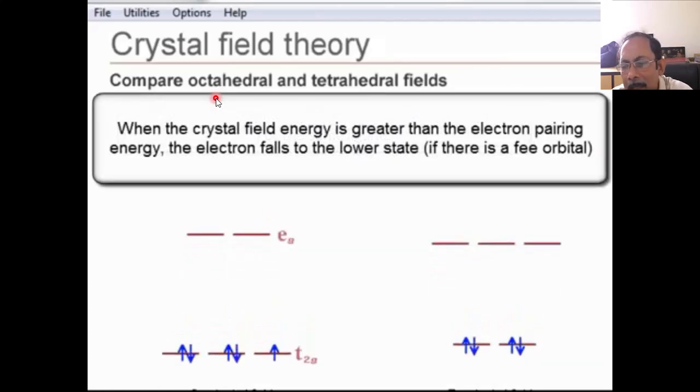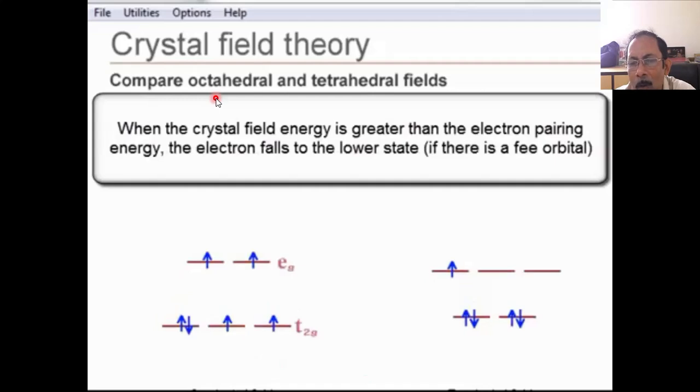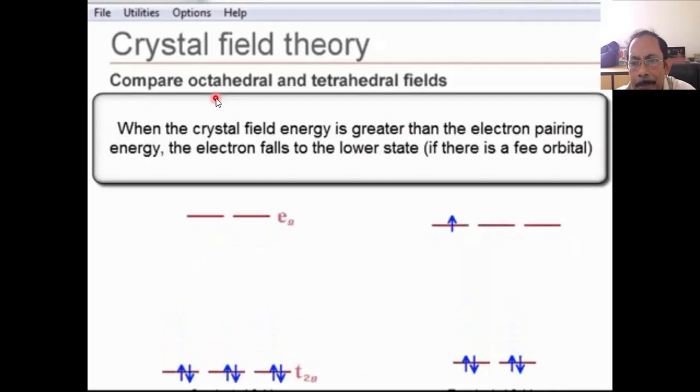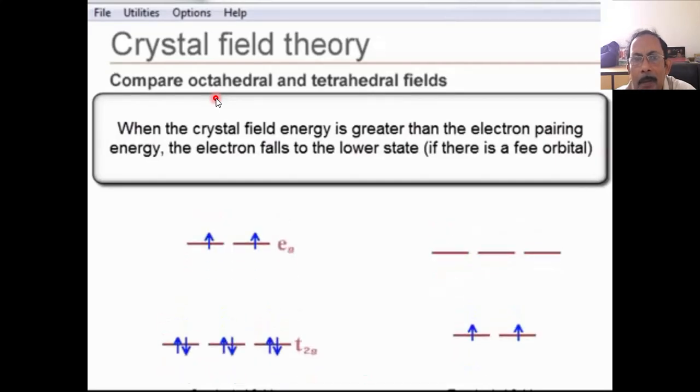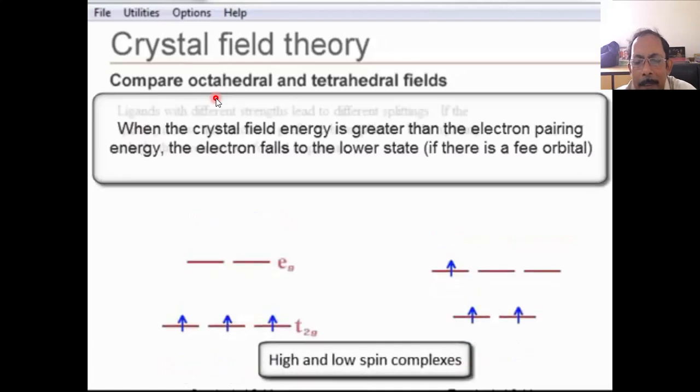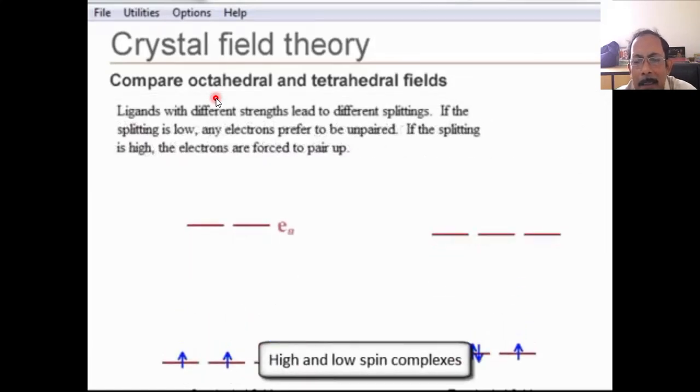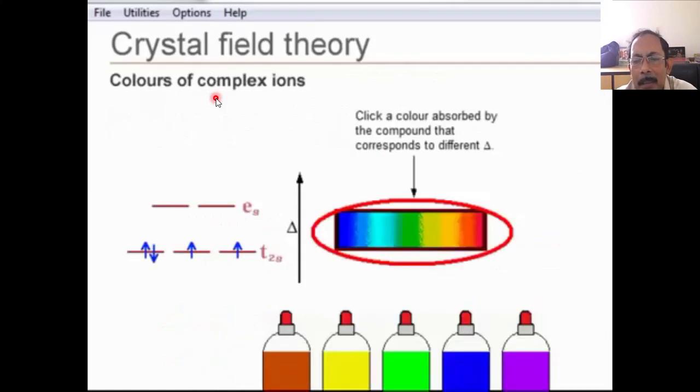Tetrahedral splitting energy is 4 by 9 of the octahedral splitting. Note that as splittings increase, if possible, the upper electrons fall down to the lower energy states. These two different electronic configurations are called high spin and low spin complexes. The tetrahedral splitting energy is less compared to octahedral.